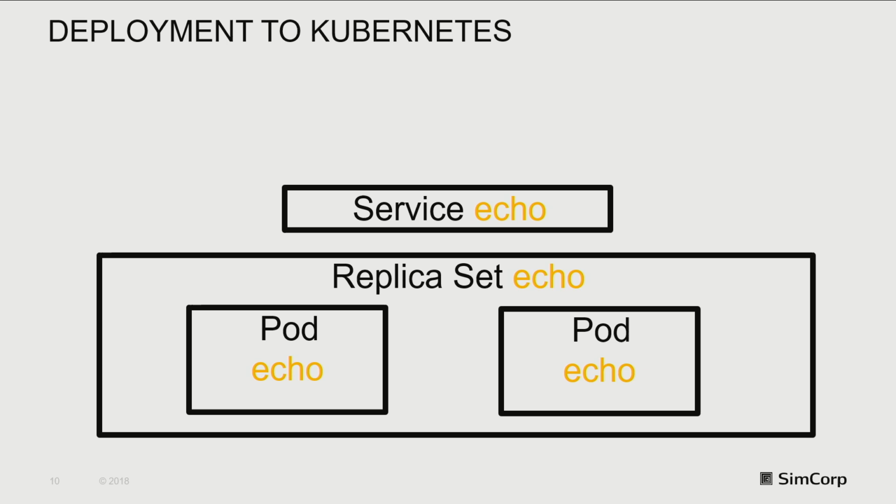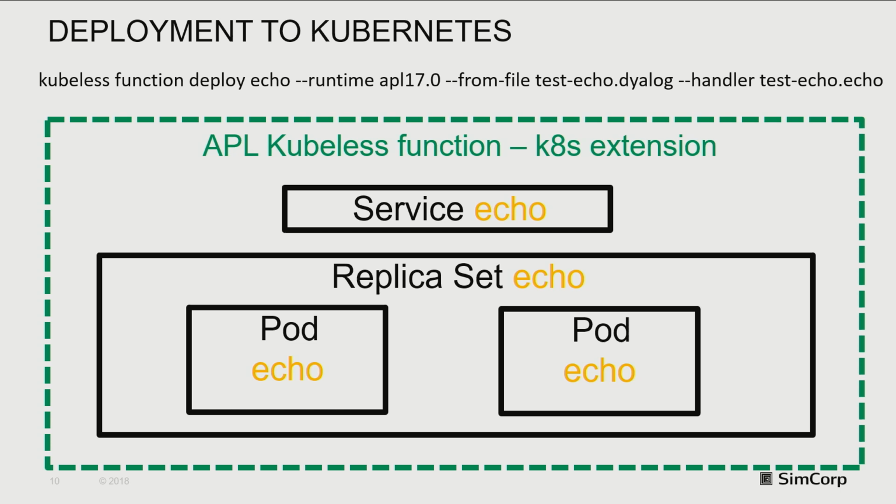A pod has an IP address, but the IP address on a pod is dynamic. A replica set is a replication controller, and it controls how these pods are replicated. And on the top of this, we have the service. A service is also a pod, but a service has an IP address which is static in the Kubernetes world. So this service is used when you want to access the pods. And I will show this later, but in principle, when I run this command for deploy, Kubeless has deployed all these things for me.